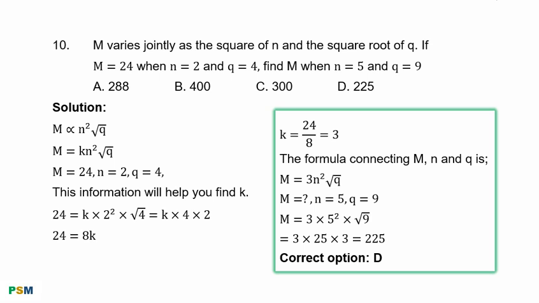Question 10. M varies jointly as the square of n and the square root of q.